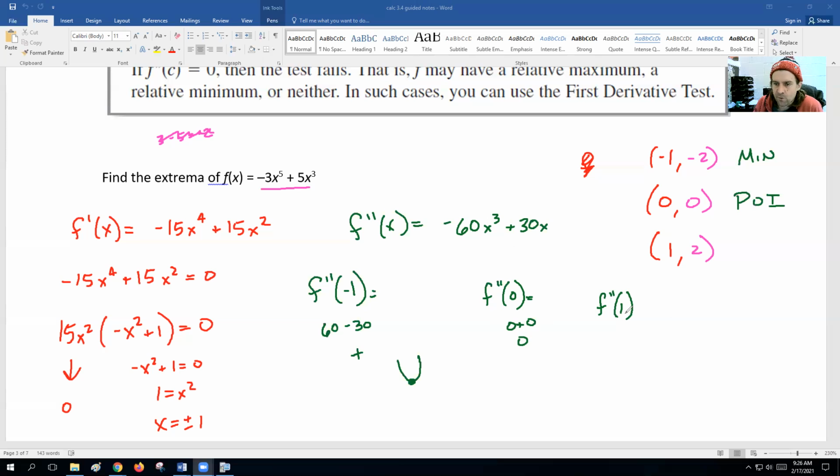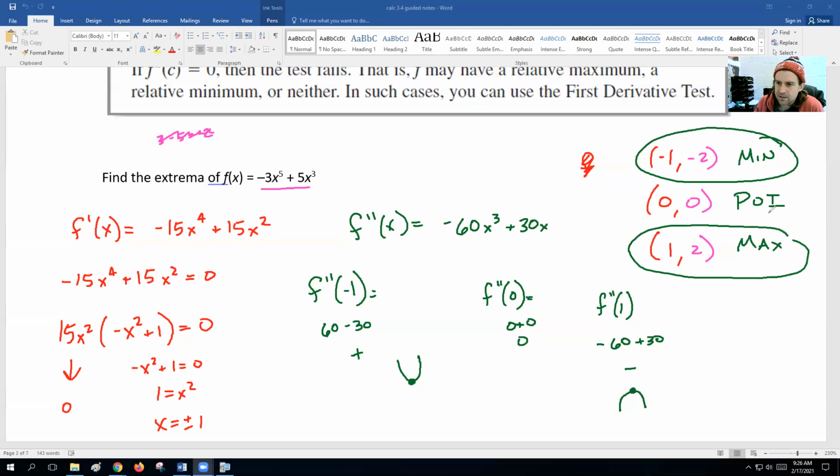And then what about 1 here? If we plug in 1, what's going on here? Let's see, that'd be negative 60 plus 30. That is a negative answer. It's a critical point on a negative concavity. That would be a max. So we have our relative extremas. We know our mins and we know our maxes. Now we do have another critical number at 0, 0, but that's a point of inflection. And it's not the only point of inflection, but it is a point.